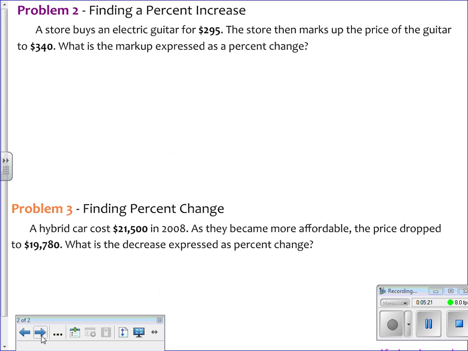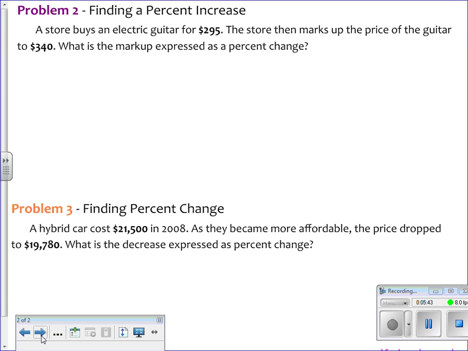Okay, percent increase. A store buys an electric guitar for $295, then it marks up the price of the guitar to $340. What is the markup expressed as percent change? What percent are they charging? Are they increasing the price? What's their markup? This is a typical thing, figuring out what the markup is.